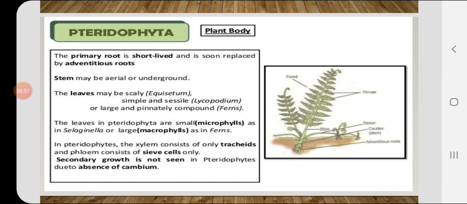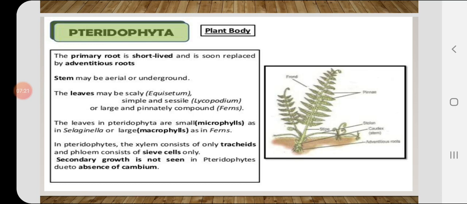So in different species the nature of leaves varies. In some species the leaves are scaly, in some they are simple and sessile, and in some the leaves are large and pinnately compound. The leaves in pteridophytes are small and are known as microphylls, as in Selaginella.